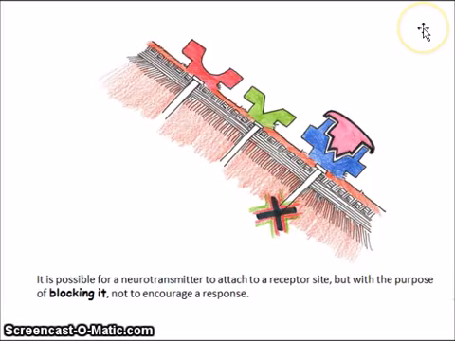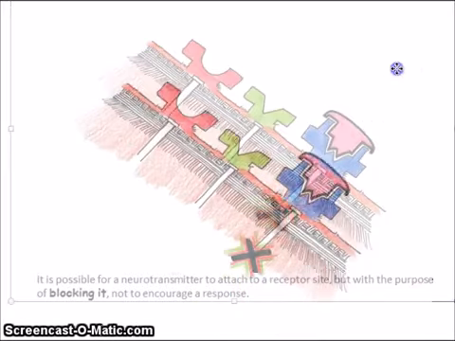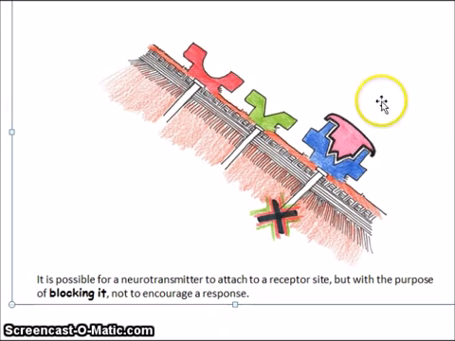What was I talking about again? All right, sorry. So notice that there is no signal going down into the dendrite because this is blocking it.